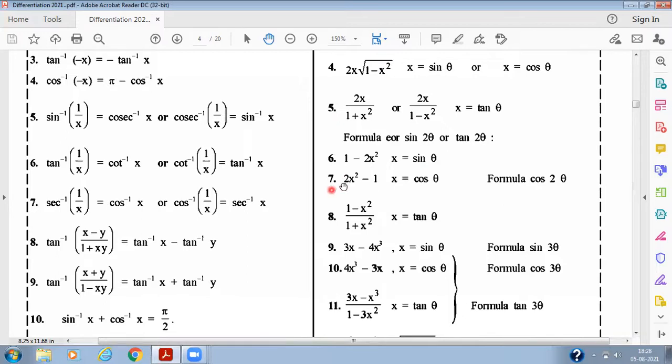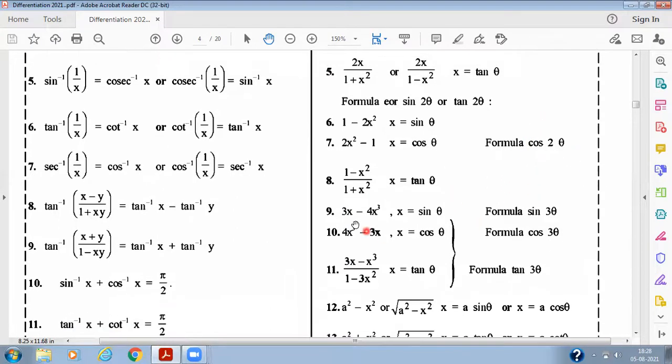The seventh point, if we have 2x square minus 1, then we put x is equal to cos theta. The formula for that is cos 2 theta. Then the eighth one, if the expression is 1 minus x square upon 1 plus x square, if we put x is equal to tan theta, this becomes the formula for again cos 2 theta, because 1 minus tan square theta upon 1 plus tan square theta is cos 2 theta.